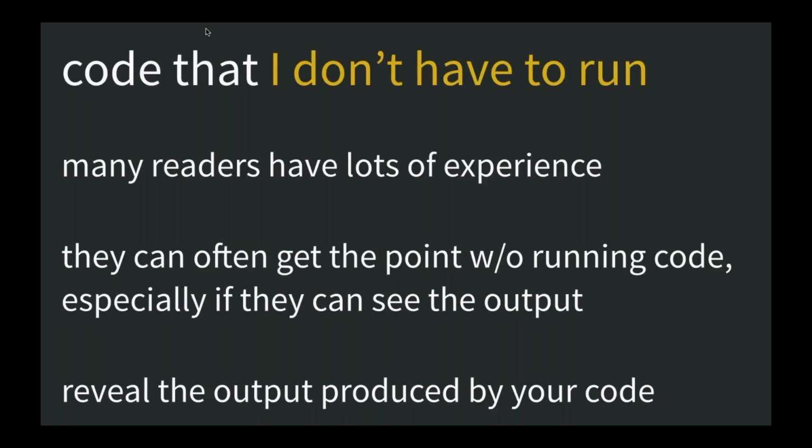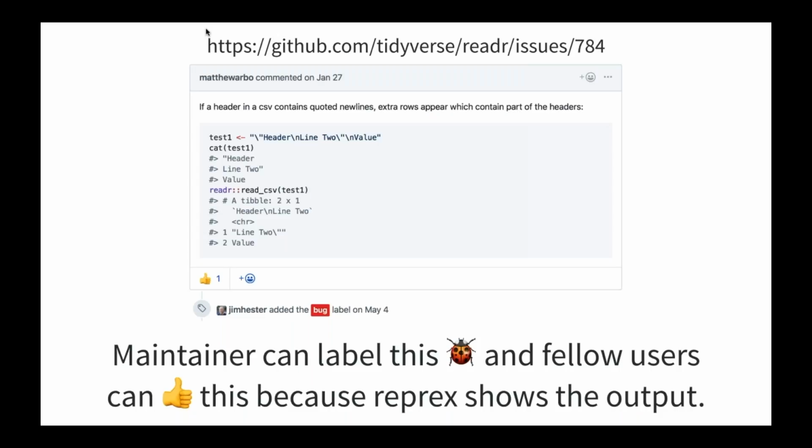Okay, another principle is that the reprex should contain code I do not have to run, because a lot of your readers have a great deal of R experience, and sometimes, not always, but sometimes they can quickly see the point without actually running the code. But that is greatly enhanced if they can see the output instead of having to run it in their head and in their imagination and try to figure out what's happening. It's just much easier if you can actually see the output. And so that's why I think it's important that your typical reprex contains the code, and it also reveals the output being produced by that code.